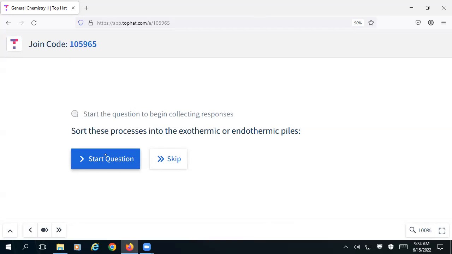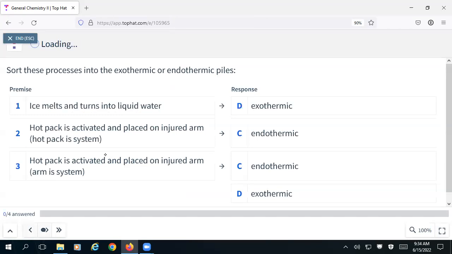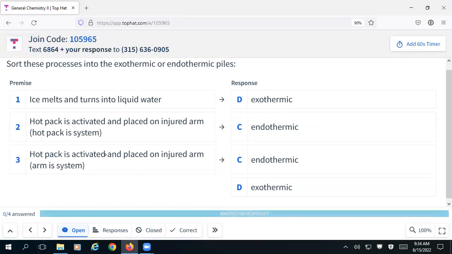So let's take a quick check for understanding here. I've got 3 different descriptions of a physical or chemical process. I want you to determine if they are exothermic or endothermic.